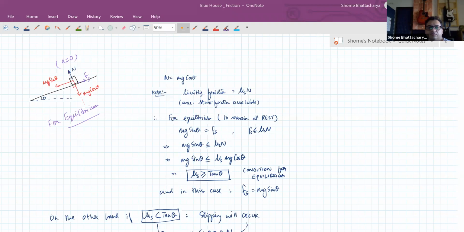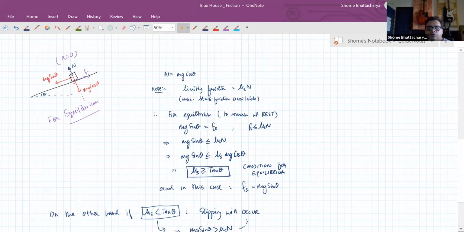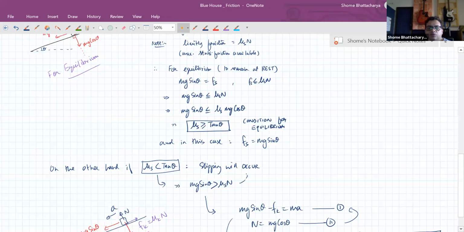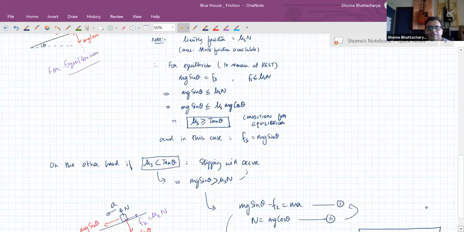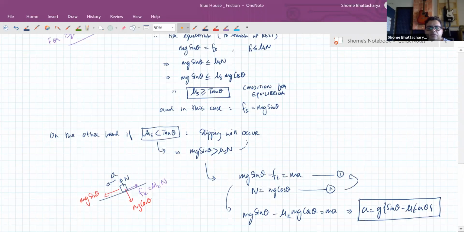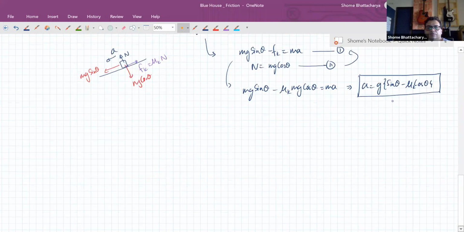So see, the way I have set up the question now, we can directly compare the values of coefficient of static friction against tan theta, and we can see which of the two cases will take place. If coefficient of static friction is greater than or equal to tan theta, then it is equilibrium. If mu s is less than tan theta, then it is a case of slipping.